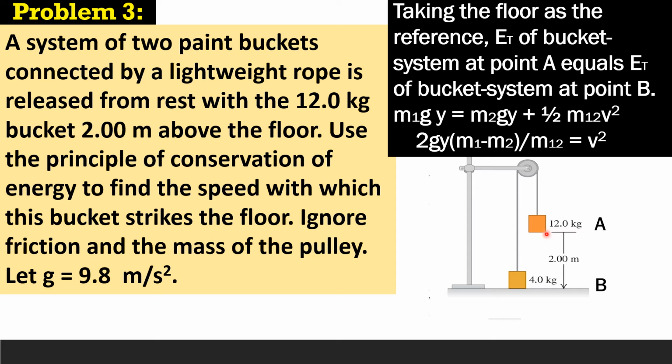As you can see in the illustration, the two masses are connected by a rope, and this rope is hanging around a pulley, a fixed pulley, and we assume that the pulley doesn't exert any force of friction on the rope.